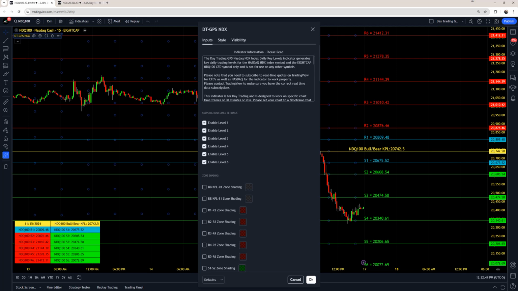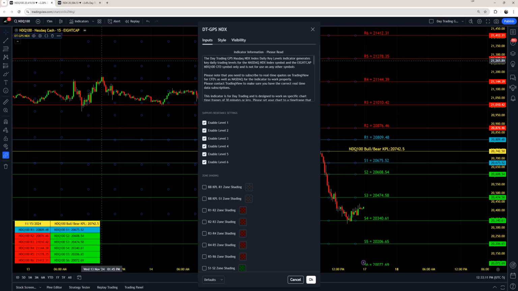The Day Trading GPS Nasdaq NDX Index Daily Key Levels Indicator generates key daily trading levels for the Nasdaq NDX index symbol and the 8-cap NDQ 100 CFD symbol only, and is not for use on any other symbols. So this indicator will only work on those two symbols.